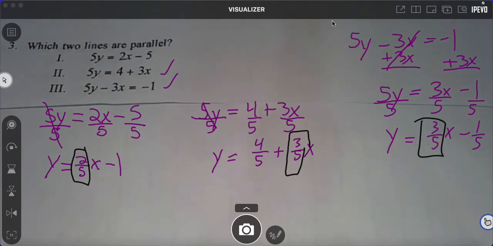So why didn't you use 5y? Why did I not use 5y equals? This one was just a 5y equals. Those, all I had to do was divide by 5. Does this one say 5y equals? No. So what did I have to do? Move that 3x. Then it said 5y equals, so then I could divide by 5. Okay? And you can tell which ones match.